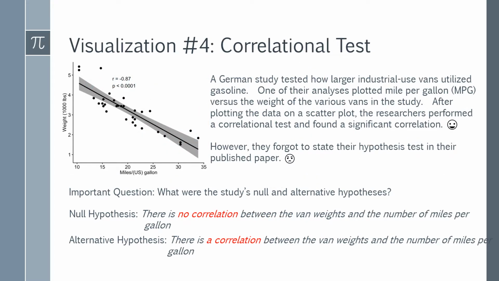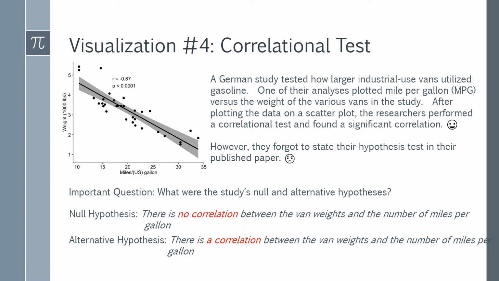So the fourth and last visualization is a correlation test, which was carried out by a German study. They forgot to put the hypothesis or decide what the null and alternative hypotheses are, so we have to decide that. It shows a plot of the weight of different vans compared to the miles per gallon.